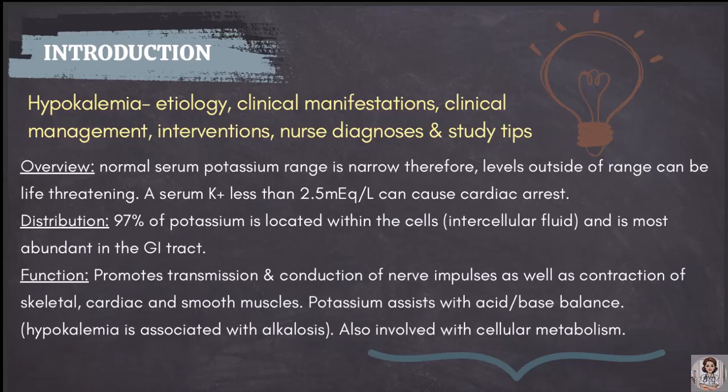As far as function, potassium is crucial for nerve function, muscle contraction of the skeletal, smooth, and cardiac muscles, as well as maintaining a regular heart rhythm. Potassium also assists with acid-base balance, and it is important to note that hypokalemia is associated with alkalosis, and potassium does assist with cellular metabolism.